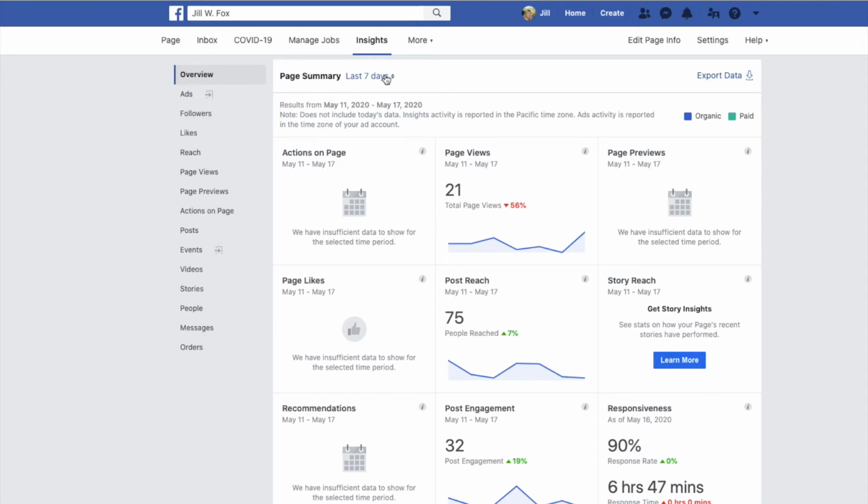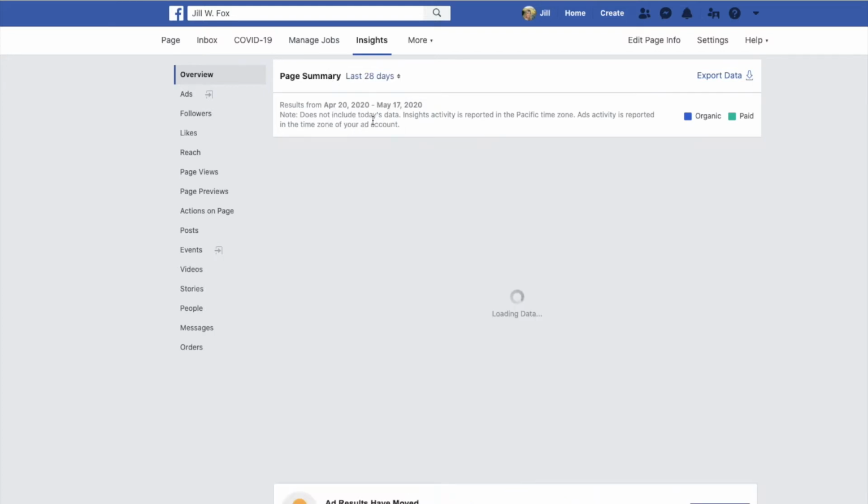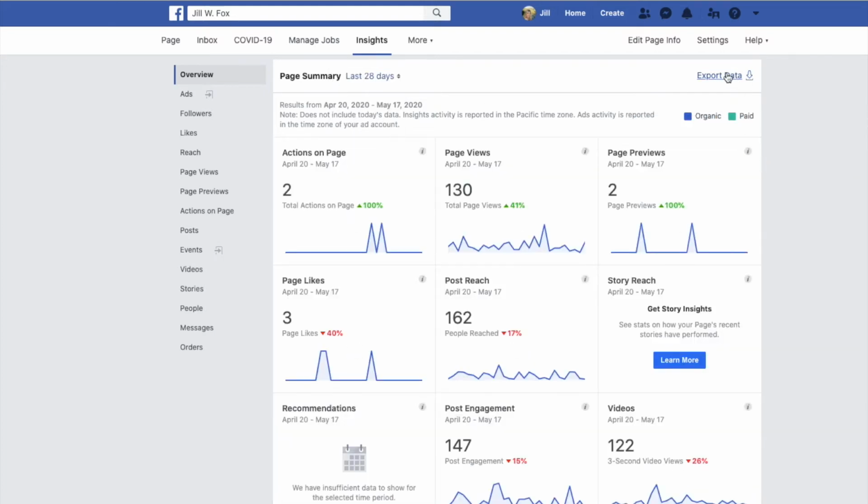So there's a few things you can do. First of all, you can go yesterday, you can go 7 days, you can go up to 28 days. You can also export the data into a spreadsheet if it helps you to analyze the numbers and things better. We're not going to make this complicated. This really doesn't need to be complicated. So I just want to go over the main categories with you here.